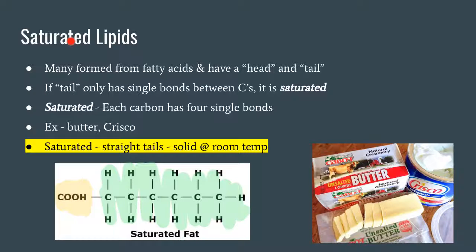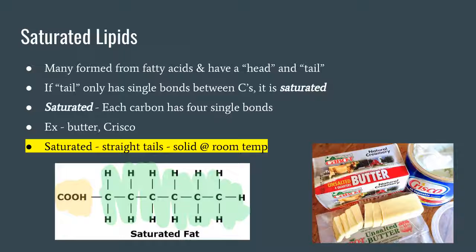So when we look at saturated lipids, we know that they're saturated because they have all single bonds between the carbons. So here I can see the carbons in the tail, and each one just has a single line going to all other parts on that tail. So each carbon has 4 single bonds, or it should have 4 little lines all around it.